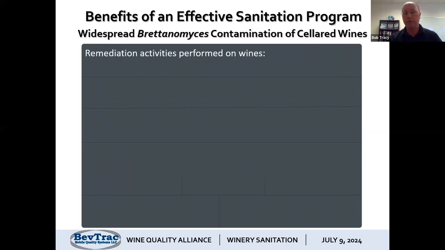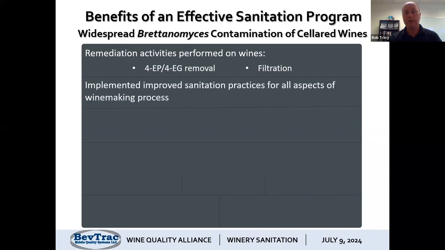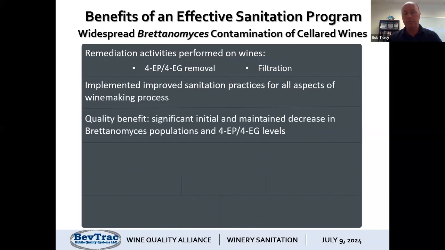They had to do several remediation activities, including 4EP, 4EG removal, and a lot of filtration of their wines. So they had several wines which had Brettanomyces contamination. They implemented improved sanitation practices for all aspects of the winemaking process. The quality benefit right away was a significant initial and maintained decrease in Brettanomyces populations and 4EP, 4EG levels.